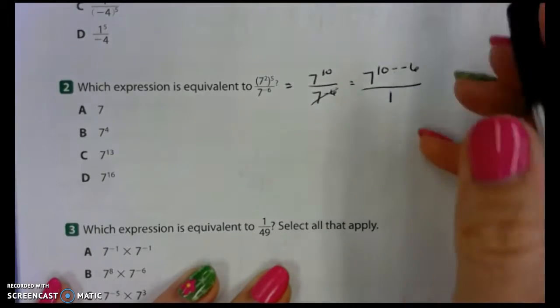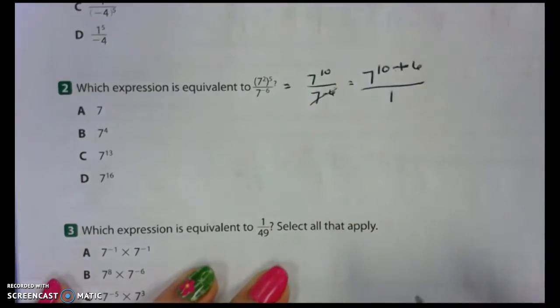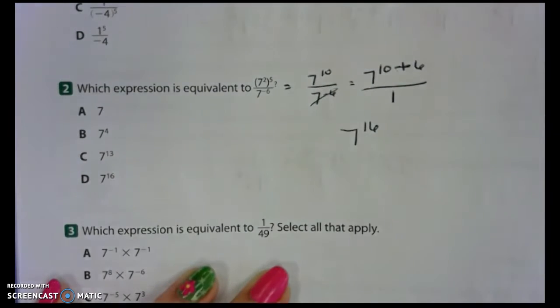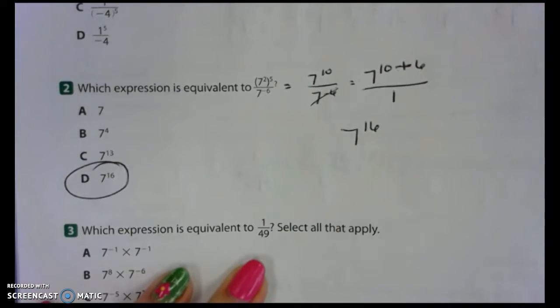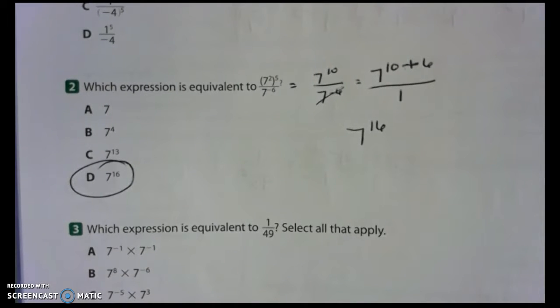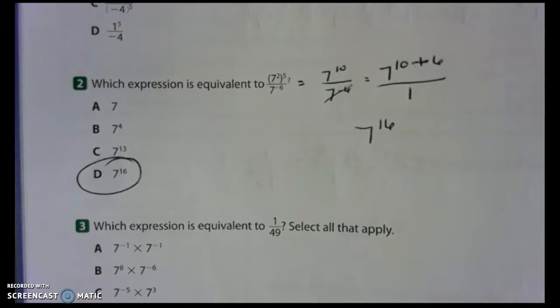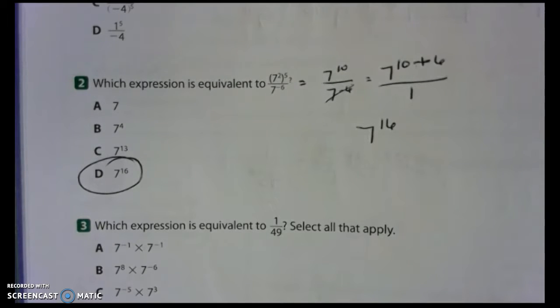Now, 2 negatives make a positive, giving us 7 to the 16 over 1, which is the same as just 7 to the 16. How many of you got this one? Anybody have a question before we go on?